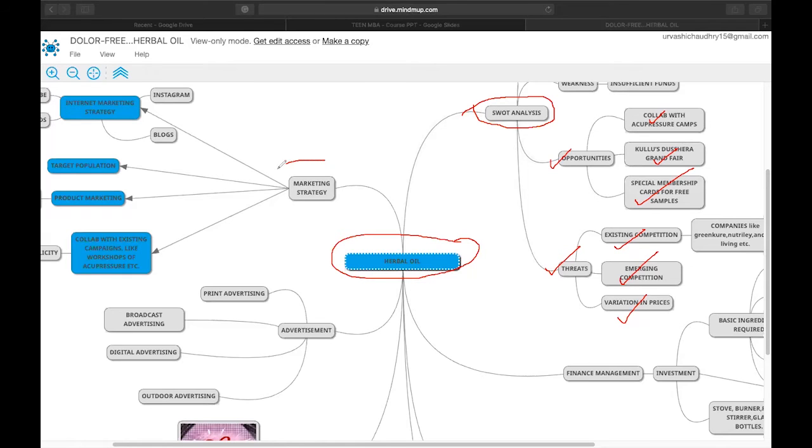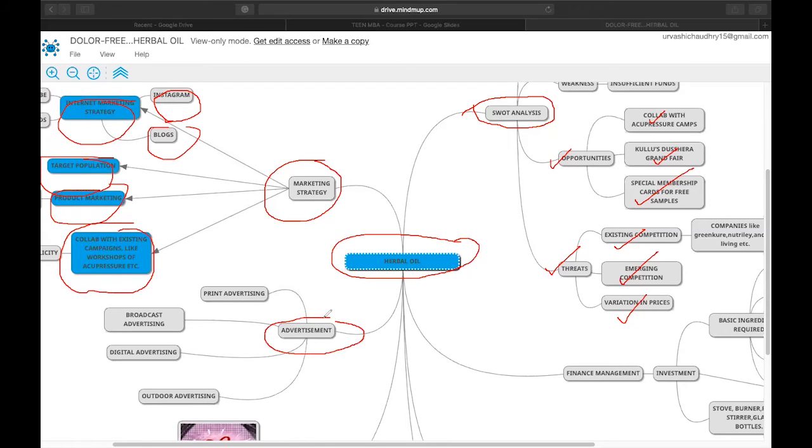Next, let's talk about the marketing strategy that this person is going to use. Mostly, people go for free marketing when we talk about things like Instagram, blogs, internet marketing, target population, product marketing, collaboration with existing campaigns like workshops, and aggressive marketing, etc. Next, this person has further divided the advertisement industry into subparts, talking about print ads, broadcast ads, digital ads, outdoor ads. What you need to incorporate here is also their pricing.